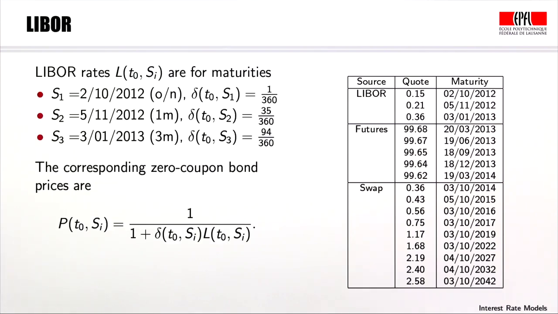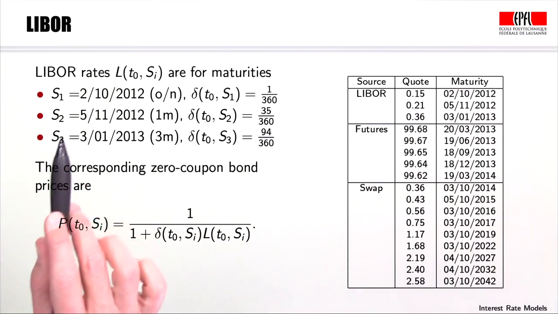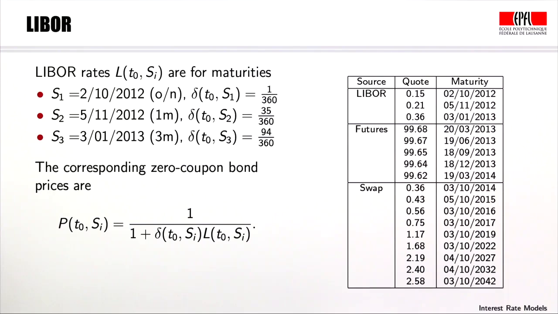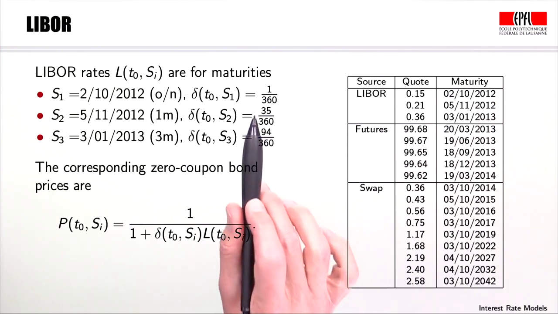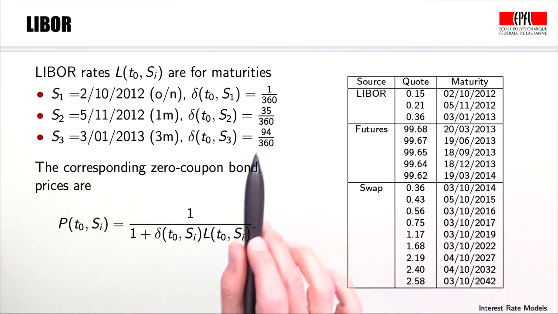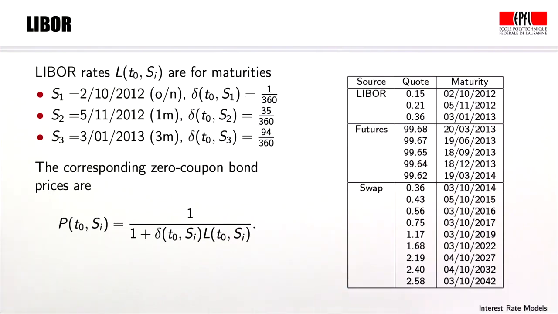Let's look at the first block of market data, the LIBOR rates. They're given for overnight, 1 month, and 3 month maturity. We denote these maturity dates by S1, S2, and S3. In terms of the day count convention, the year fractions are given here. The corresponding zero coupon bond prices are given in this one-to-one relation.